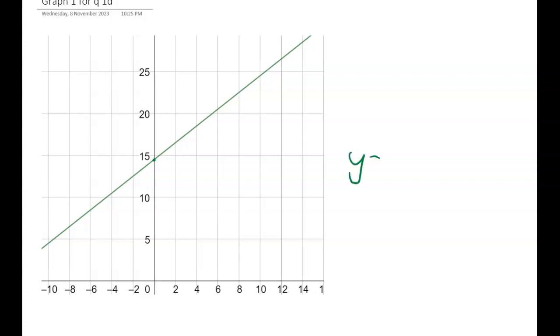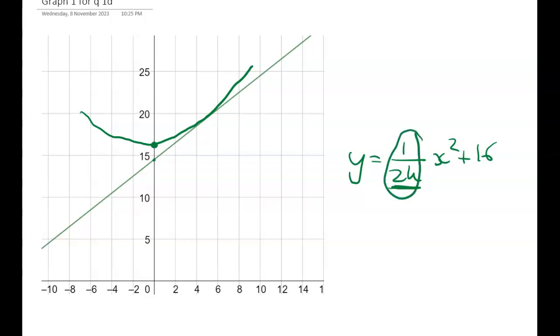Now we've got y equals 1 over 2k x squared plus 16. So we can put 16 onto this graph and figure out that what we're looking for is the value of k that's going to mean that the straight line just touches that graph. I'm going to try and draw a smooth curve, but it's going to go wrong. So it's going to be something like that. You can see already that k is going to have to be a positive number. And we just want the intersection of those two things.